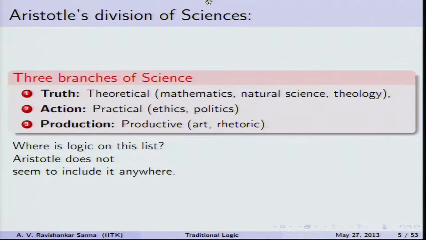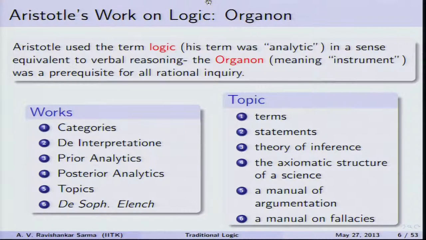So the point here is that you will find logic everywhere, because it's a justificatory tool, a prerequisite for all kinds of rational enquiry. Aristotle's works in logic can be classified into six different works, which combined form what he calls the Organon. This is a little important for us, because we should know what Aristotle has discussed where. So these are the works.